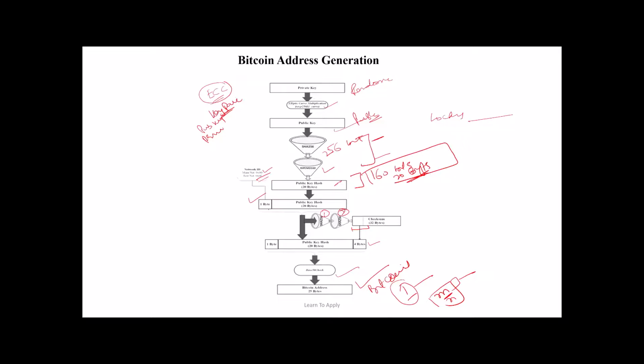We just concatenate and put the network ID. If we are looking for a mainnet address, we will put 00. If we are looking for a testnet address, we will put 0x6f in hexadecimal.